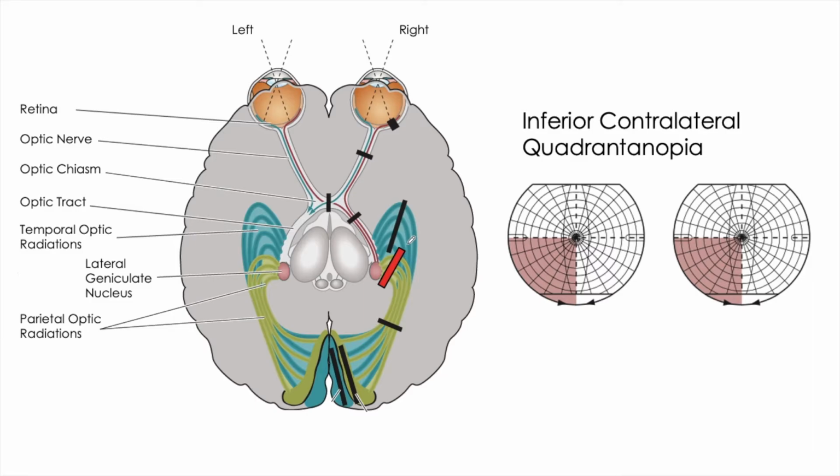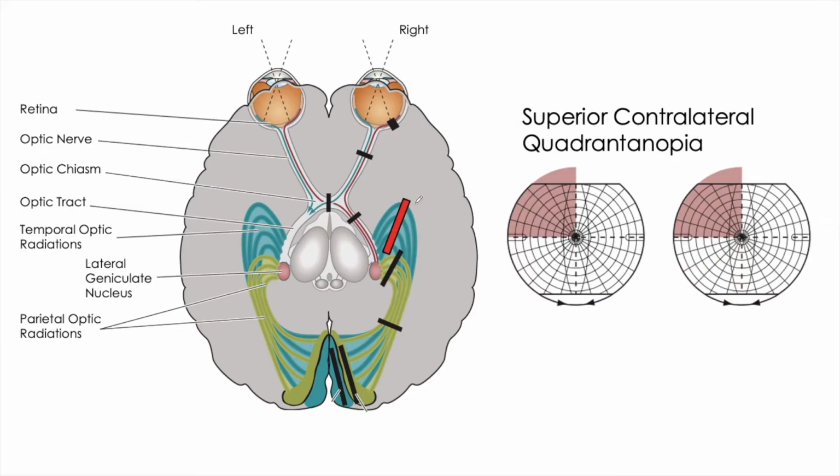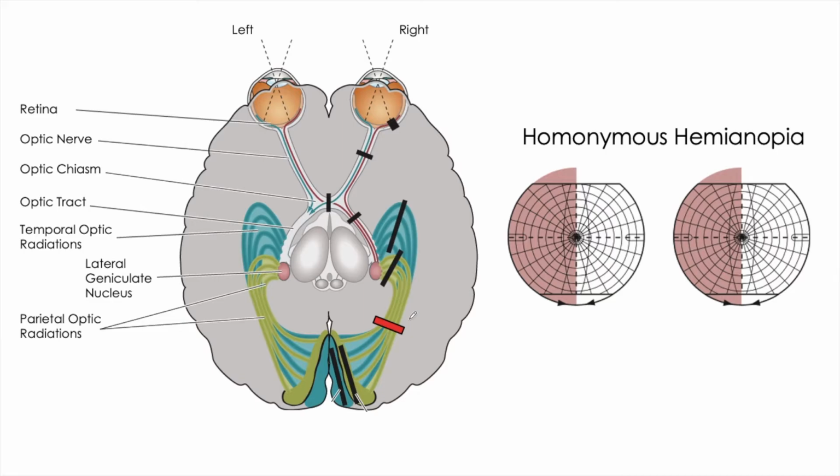This means that when there is a lesion of the parietal optic radiations, the patient has loss of vision in the contralateral lower quadrant of the visual field, called an inferior quadrantinopia. And when there's a lesion of the temporal optic radiations, the patient has loss of vision in the contralateral upper quadrants of the visual field, called a superior quadrantinopia. However, if a lesion were to take out all the optic radiations on one side of the brain, we would still see a contralateral homonymous hemianopia.